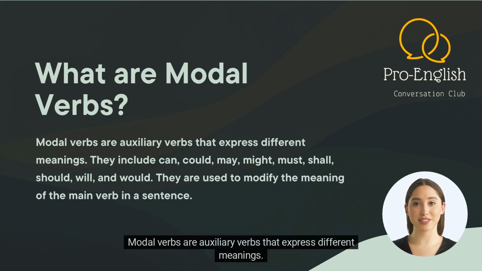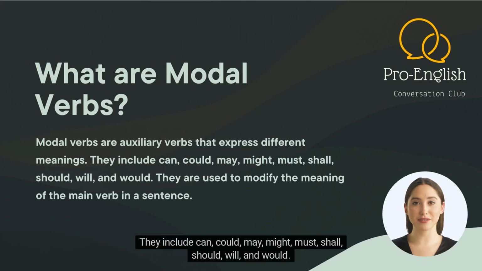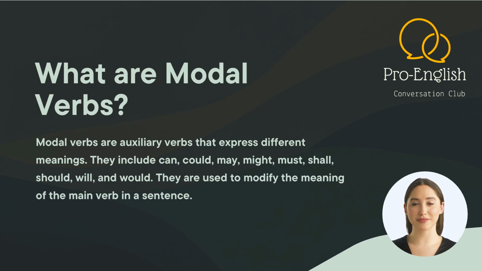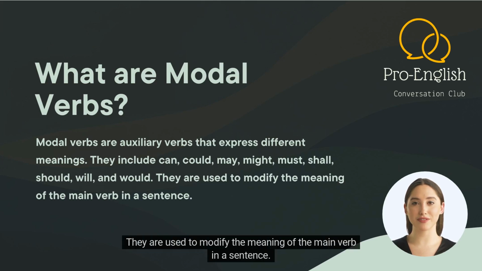Modal verbs are auxiliary verbs that express different meanings. They include can, could, may, might, must, shall, should, will, and would. They are used to modify the meaning of the main verb in a sentence.